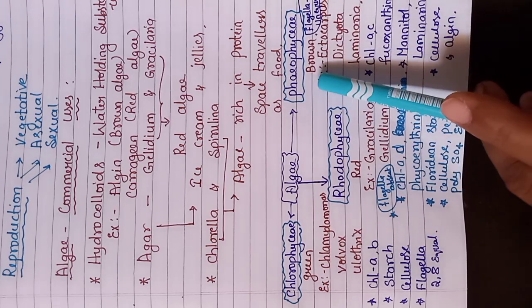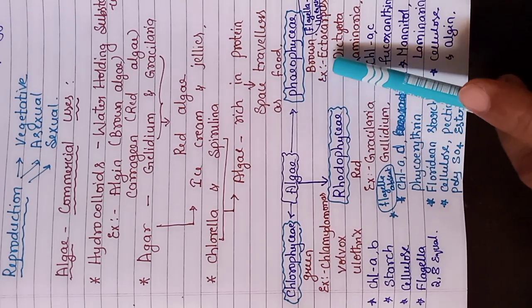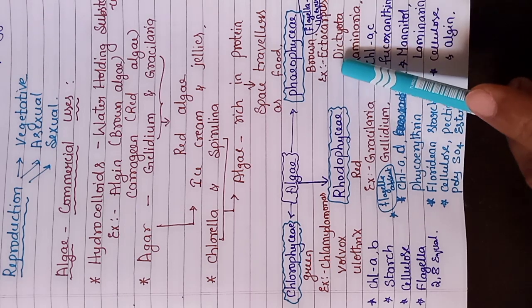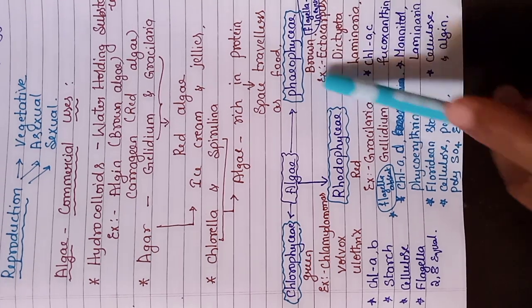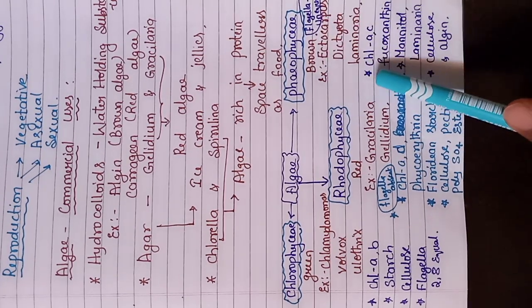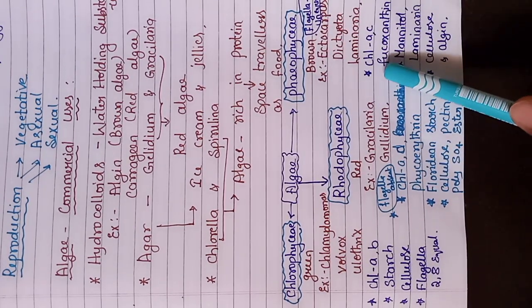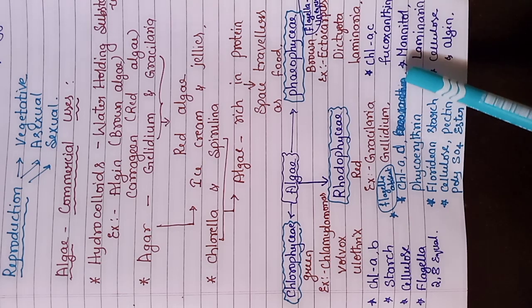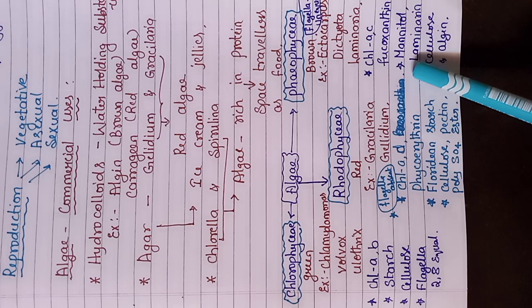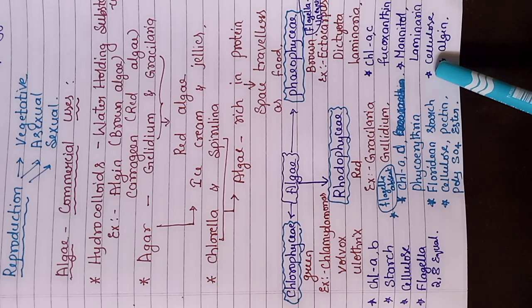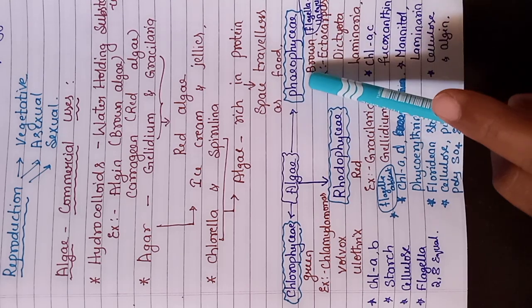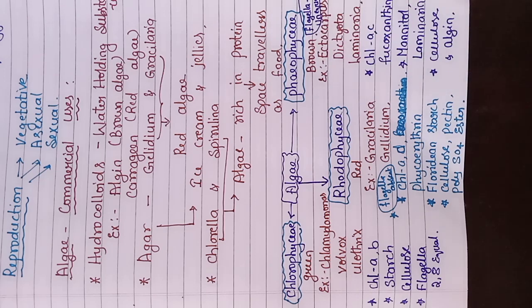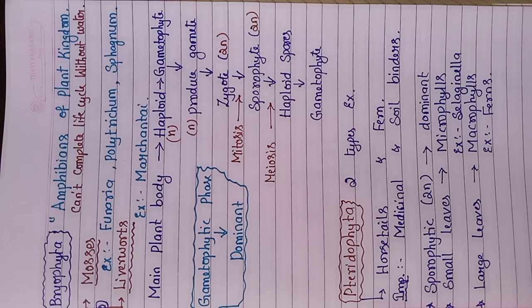Now come to brown algae, that is Phaeophyceae. Examples: Ectocarpus, Dictyota, Laminaria. Examples are important. They have pigments chlorophyll A and C along with fucoxanthin which gives brown color. Stored food includes mannitol and laminarin. And cell wall is made up of cellulose and algin. In Phaeophyceae we can find 2 flagella and those flagella are unequal. Now come to Bryophyta, children, the third class of plant kingdom.